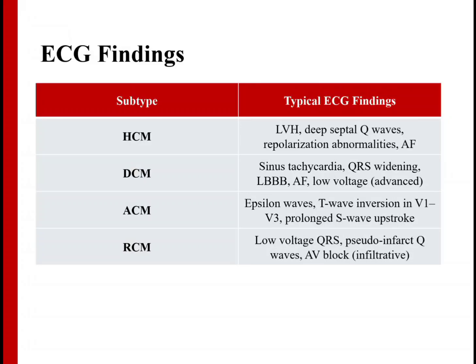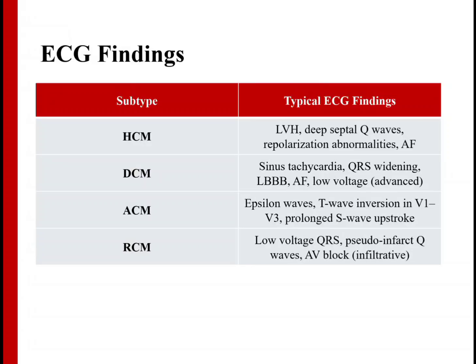In dilated cardiomyopathy, there's usually sinus tachycardia, which is the first clue in young patients. You might also find QRS widening with or without left bundle branch block, low voltage in advanced cases, and even sometimes atrial fibrillation or NSVT may appear later on.